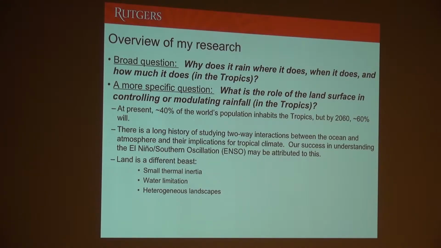Another thing is the water limitation that exists on the land surface. The land has this pesky behavior of drying out if that water is not replenished by rainfall and it's too hot. And another aspect is the heterogeneous nature of the land surface. The ocean has some heterogeneity as well, but the land surface is far more heterogeneous.